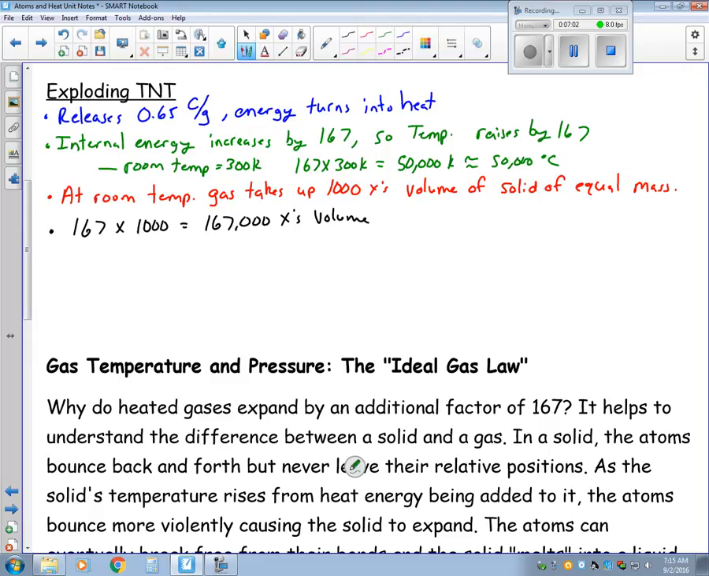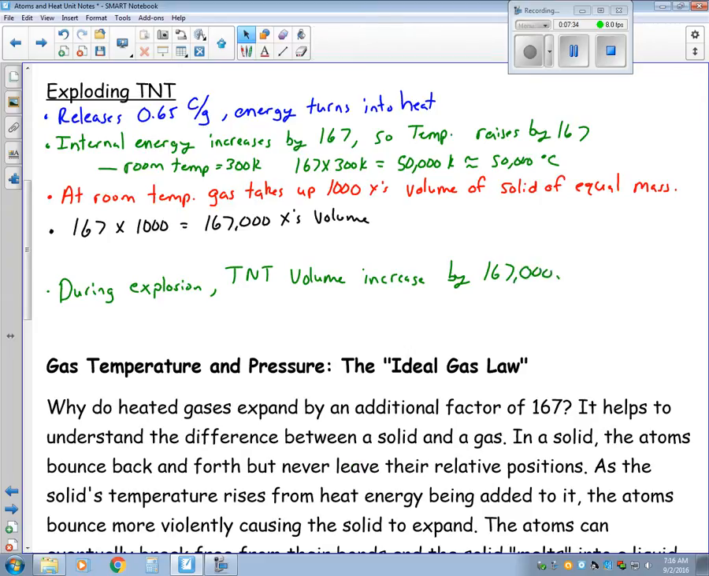So during an explosion, the dynamite's volume will increase by 167,000. That is a lot. And that leads us into our next topic, which is pressure.